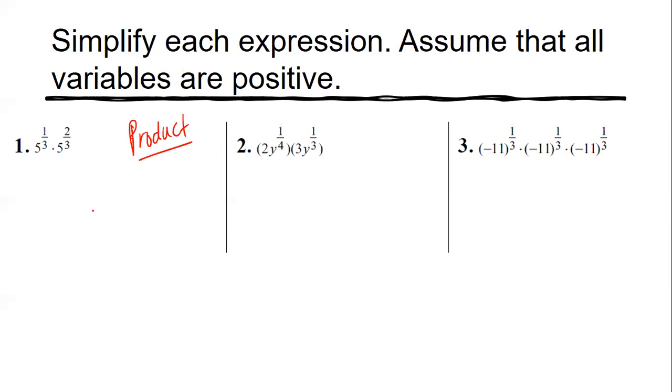So we're using the product rule. Product tells us same base, means that we're going to add the exponents together. And 1/3 plus 2/3 equals 1. So the answer is just 5.